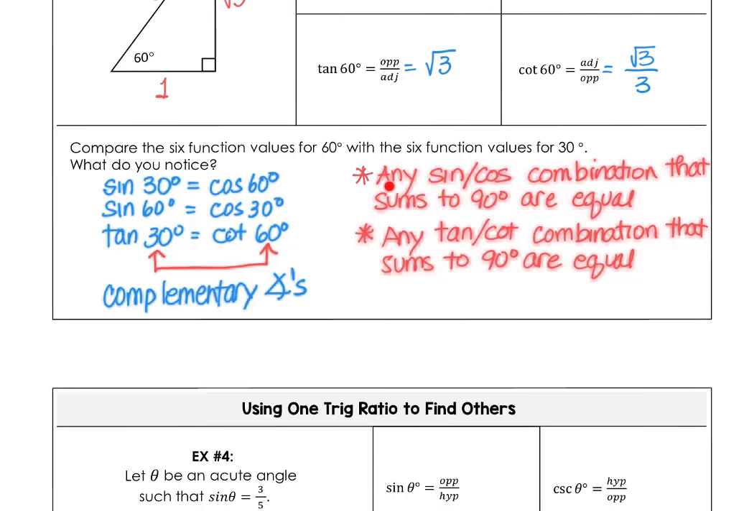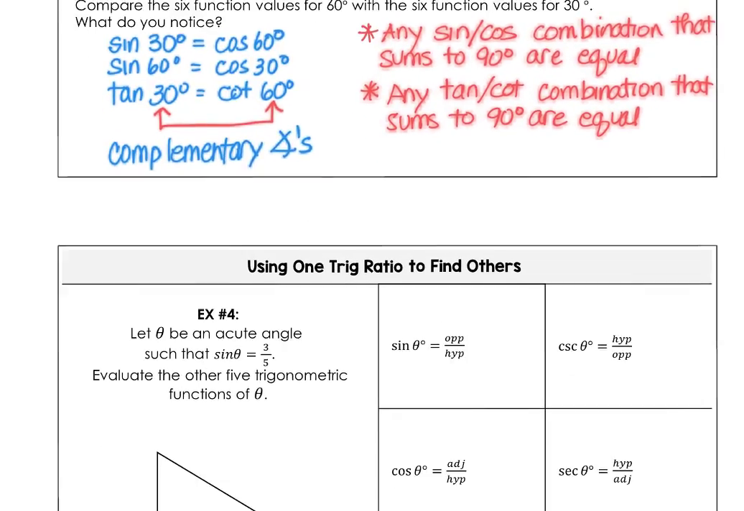So I summarized it this way, that any sine and cosine combination whose angles added to 90 degrees had equal trig ratios. And the same goes for any tangent and cotangent, complementary angles are going to be equal trig values. So if you said it in some fashion like that, I think you have a good understanding. So let's move on to example 4.